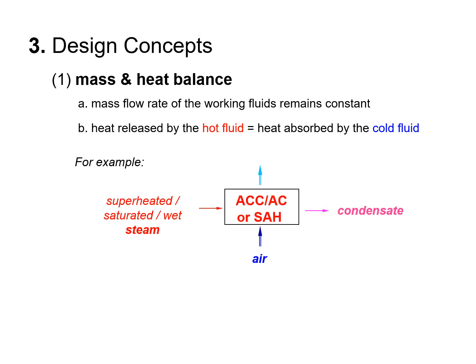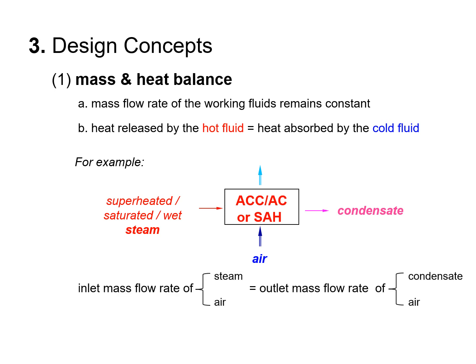For an air-cooled heat exchanger or a steam-cooled air heater, during the heat exchange process, the inlet mass flow rate of steam and air is equal to their outlet mass flow rate, and the heat released by the steam equals the heat absorbed by the air. After releasing heat, the steam goes through a phase change and condenses into condensate.